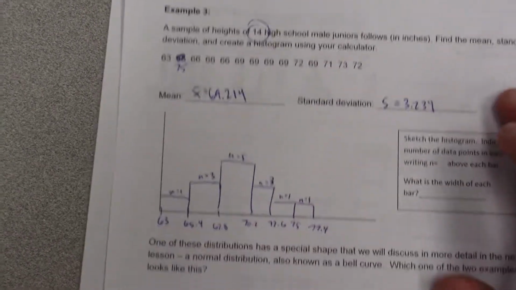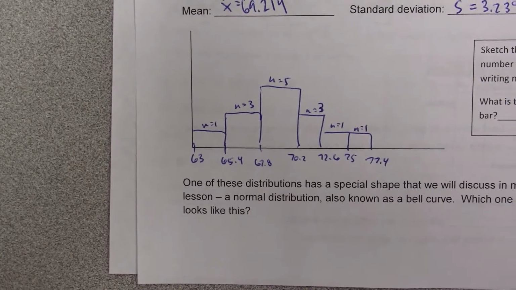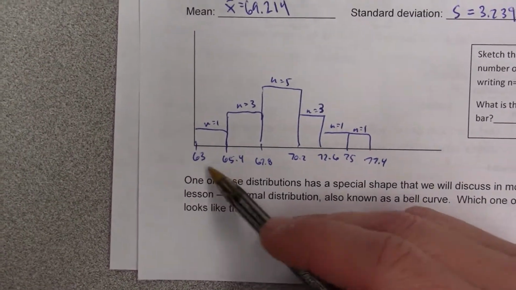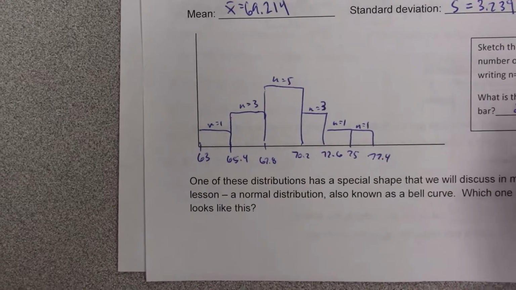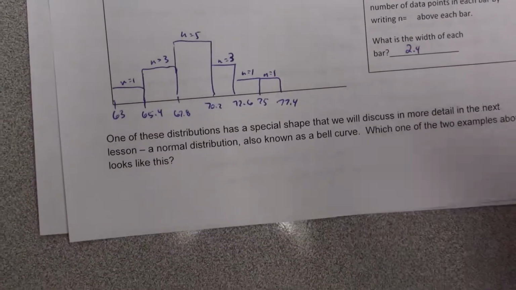Okay, so your completed histogram should look like this, and you can pretty easily see that the distance between each interval is 2.4. So you can add that to your box right over there. Now there's a note here at the bottom.